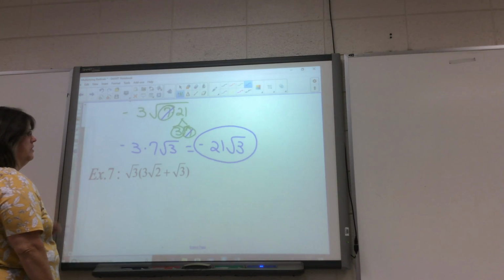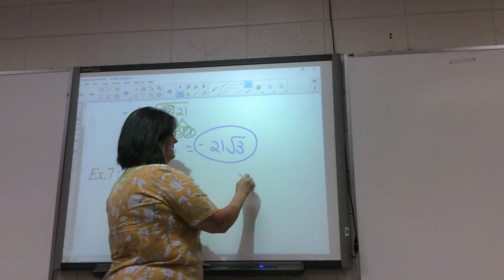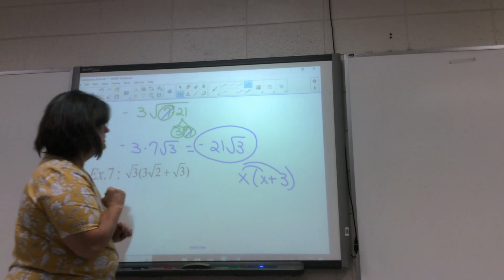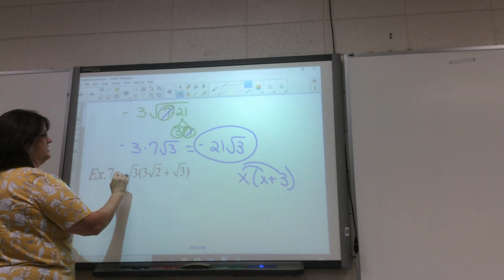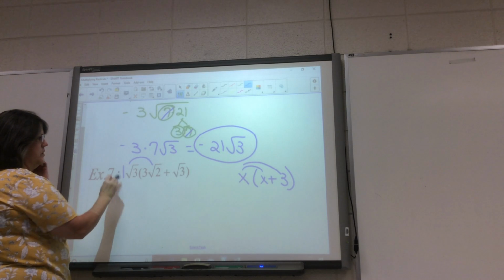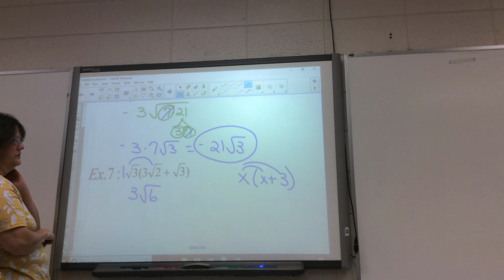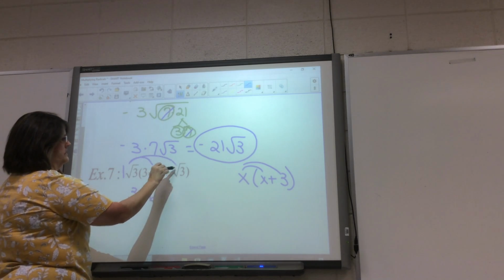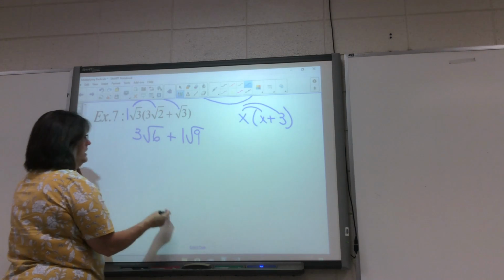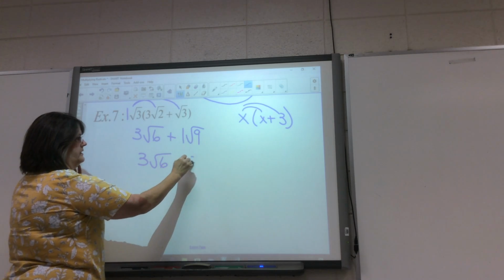I'm going to do this one. Now notice that I have 2 terms inside that parentheses. This is like saying x times x plus 3, and you multiply it by both terms. So I'm going to take the square root of 3, which is inside, and it's got an understood 1 on the outside. I'm going to multiply it times this term. 1 times 3 is 3. 2 times 3 is 6. So I've got 3 square roots of 6. And then I'm going to do this. Plus 1 on the square root of 9. What's the square root of 9? It's 3. So 3 square roots of 6 plus 1 times 3 is 3.